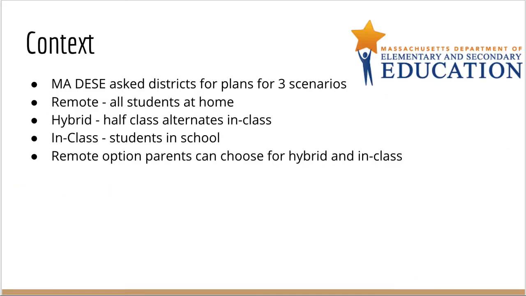So a little context, the Massachusetts Department of Education asked districts for plans for 3 different scenarios: remote, all students at home; hybrid, half the class alternates, so half are in class, come in on one day and half are at home; and all in-class model with all the students in school. However, for both hybrid and in-class, the state required districts allow parents a remote option. So even in the in-class model, some students could be at home.